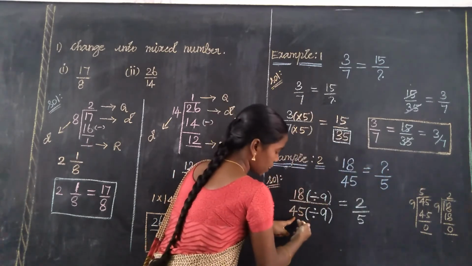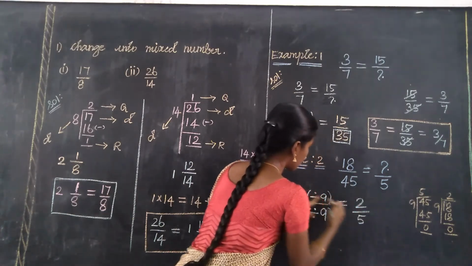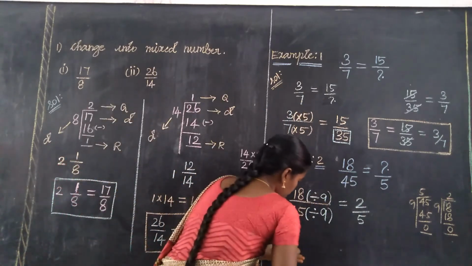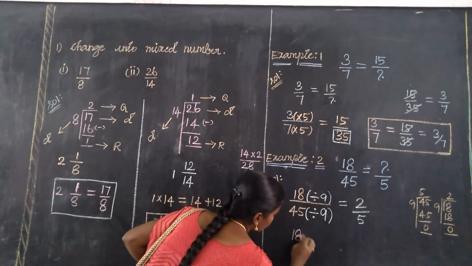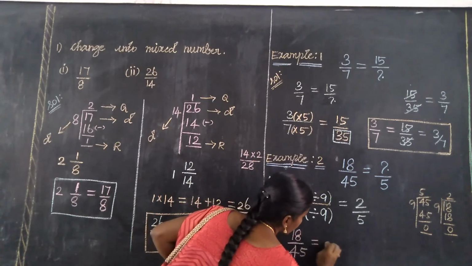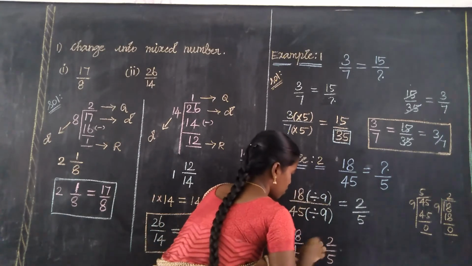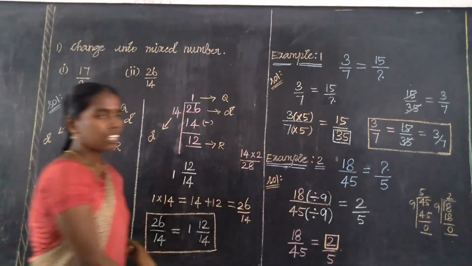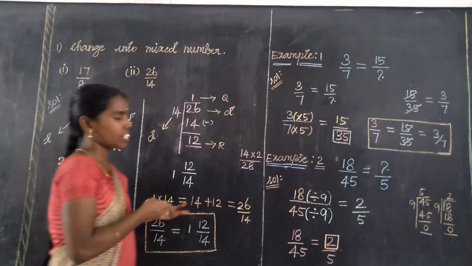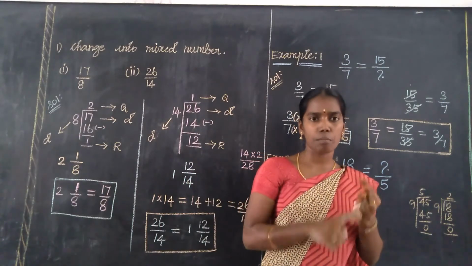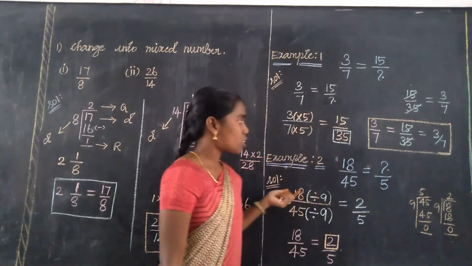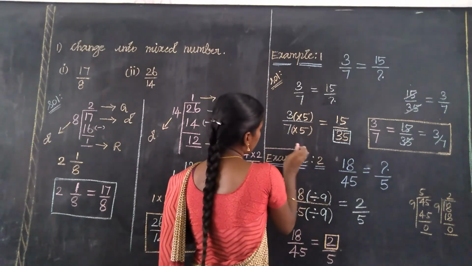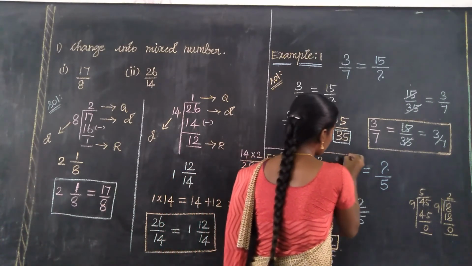So 45 divided by 9 is 5 times, and 18 divided by 9 is 2 times, so the answer is 2. That is 18 divided by 45, which is equal to 2 by 5. Is it? Listen students, first you find out the normal fraction and then find out the mixed fraction. Mixed fraction means the first number is a whole number and the second is a fraction. This is also example 1 and 2. In example 1 find out the denominator value, and in example 2 find out the numerator value, whichever is divisible by the same number.